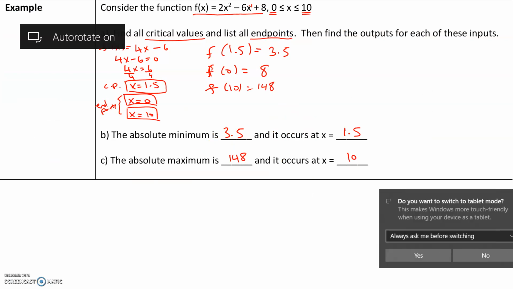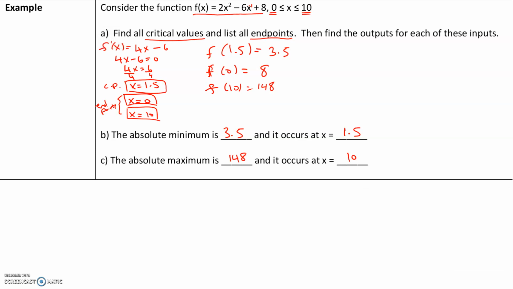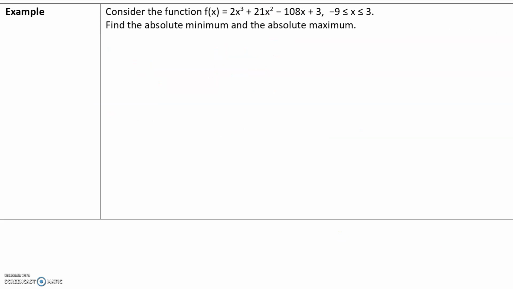Okay, let's take a look at the next example. All right, consider the function f of x equals 2x cubed plus 21x squared minus 108x plus 3 on the interval between -9 and +3. So find the absolute minimum and absolute maximum.